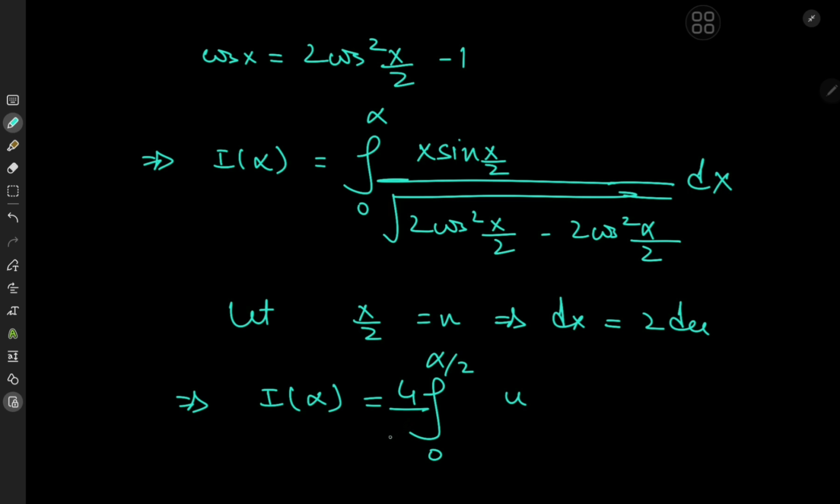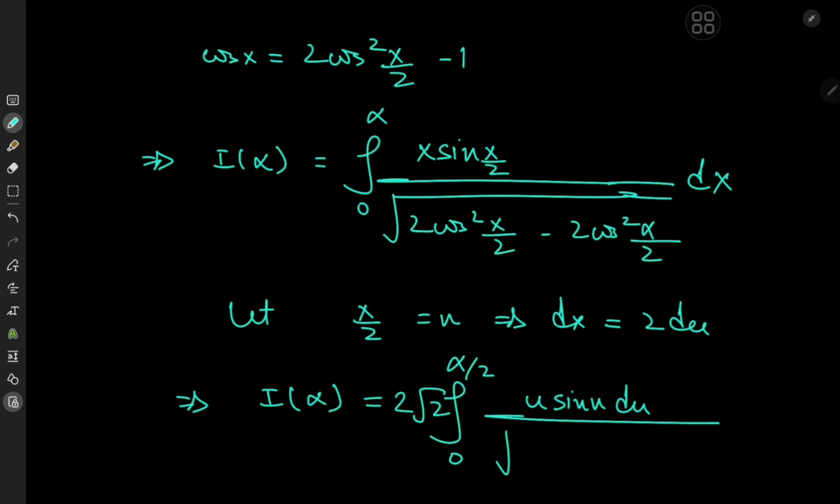Divided by root 2, which can be factored from the denominator. So we have 4 divided by root 2 outside, which is 2 times 2 by root 2, or 2 times root 2, and we have the sine of u du divided by root cosine square u minus cosine square alpha by 2.